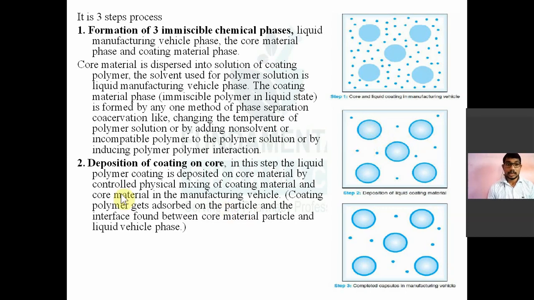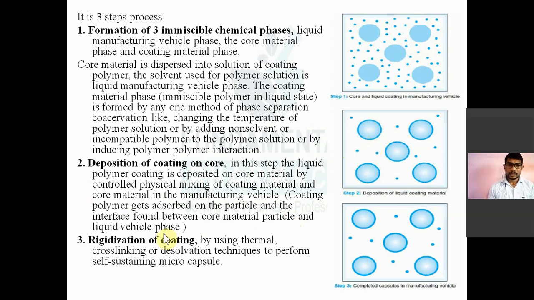So it is a deposition of coating on the core, meaning deposition of polymer which is being used for coating, that should be deposited on the core material. Now the third step is known as a rigidization of coating. Rigidization or fixation of your coating.